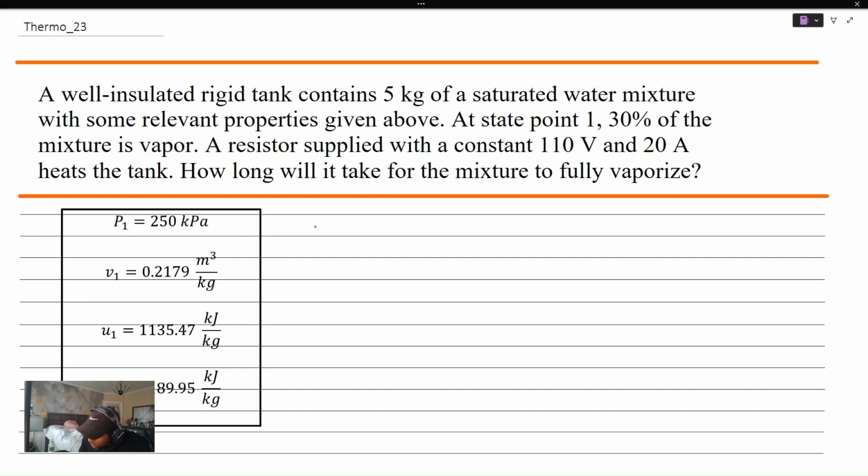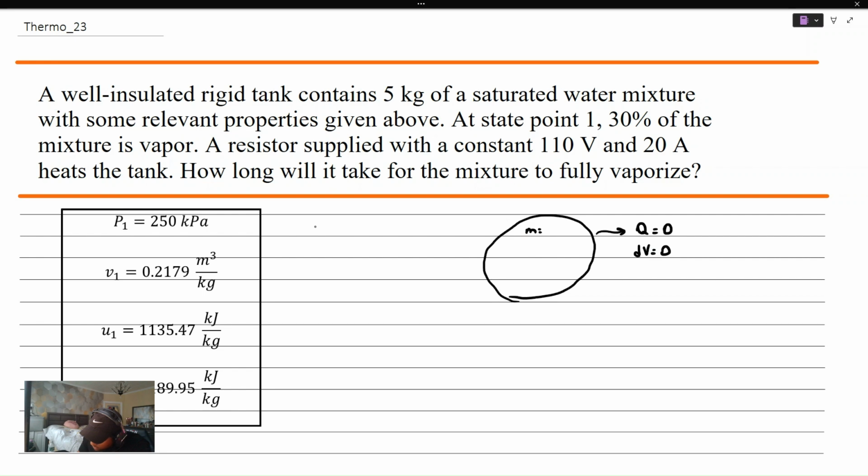Firstly, it says a well-insulated rigid tank. I'm thinking of a tank here. Now I said it's well insulated, so that means that there's no heat transfer that crosses the boundary, the kind of inner wall of that tank. It says it's rigid, right? So that means that the volume change, the dV, is equal to 0. There's no change in the volume of that tank.